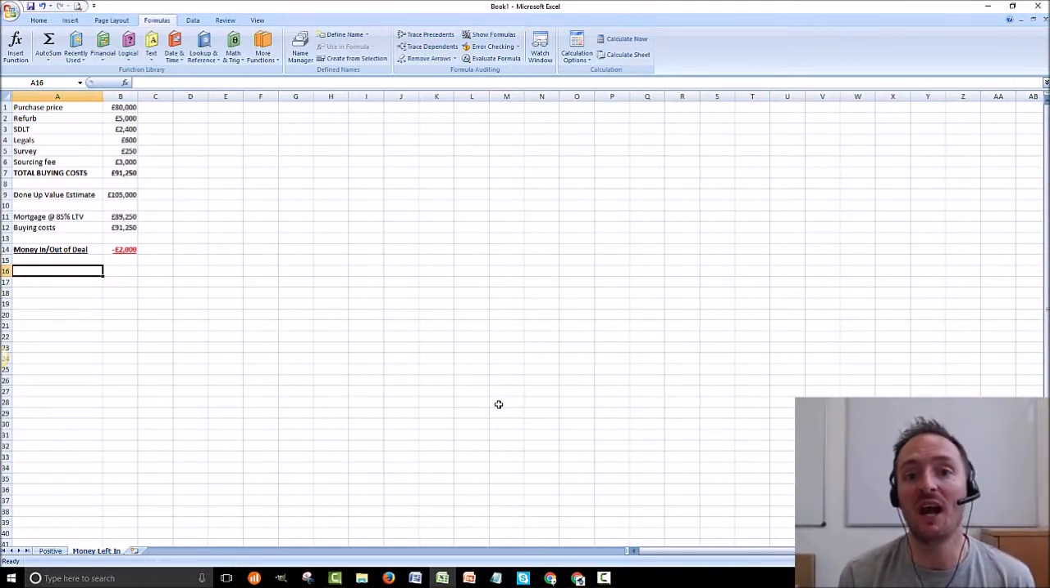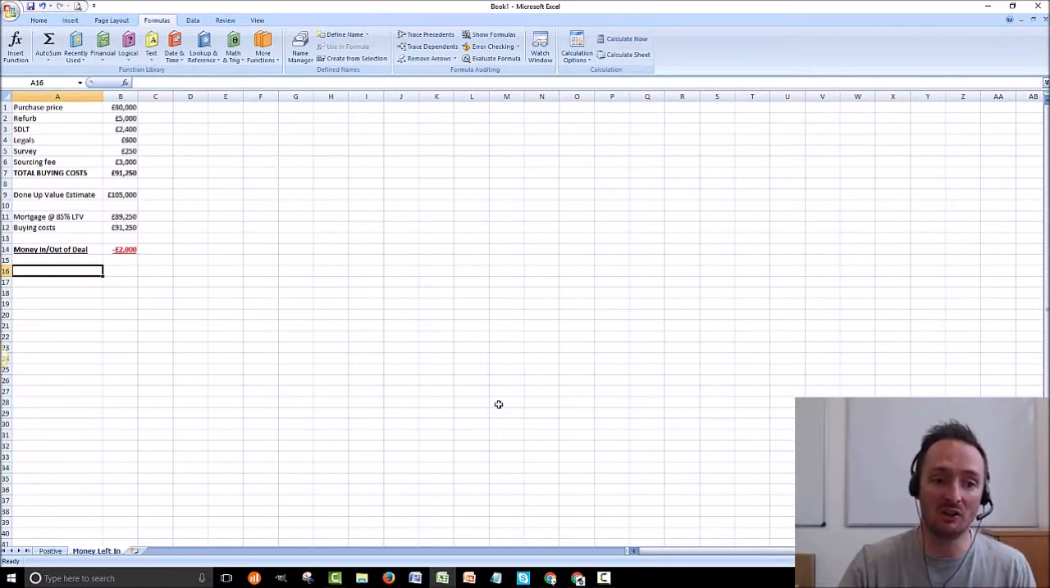Now, a mortgage at 85% loan to value, so 85% of that 105,000 is 89,250. So what that means is that if you take £91,250, which is what you spent up front, off of the mortgage amount, it means that you now have £2,000 that you cannot get back out of that deal. So you have to leave £2,000 effectively in the property.